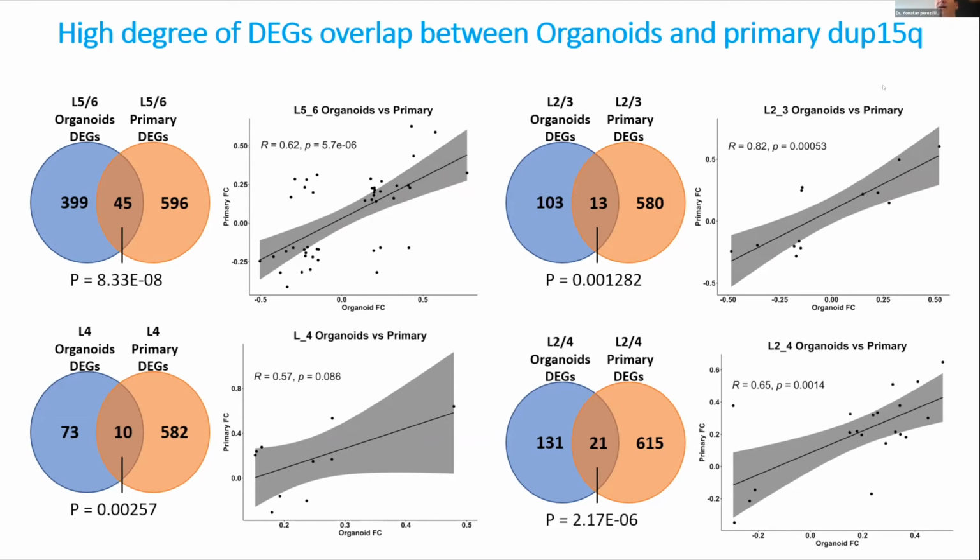So overall, despite developmental differences and also technical differences between the two data sets, we can see that there's a high degree of gene overlap between organoids and corresponding cell types in primary tissue, which might suggest that some molecular changes occur early on during development and might persist in the adult brain.